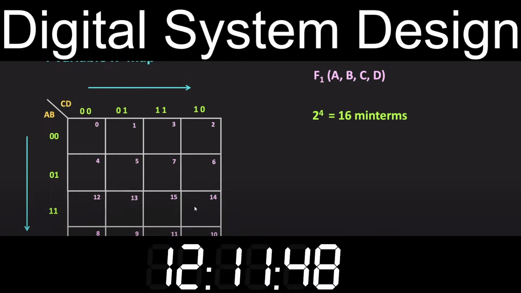Now we know that each combination of the variables A, B, C, D represents a specific minterm. That means here, each cell of this K-map represents a specific minterm. So here, the number at the top right corner of each cell represents the specific minterm which is represented by that cell. So now, let us see the arrangement of these cells in the K-map.